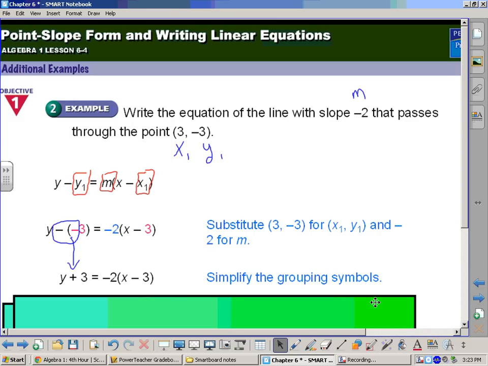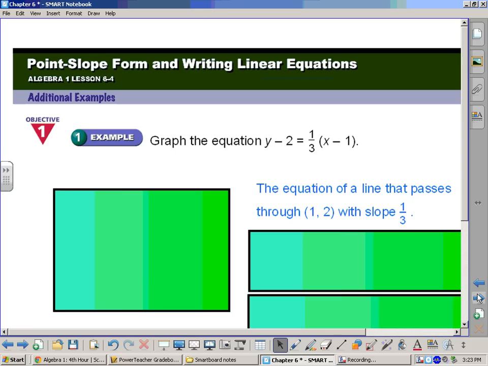We're going to leave the form in this manner for now. Later on, we'll start having you simplify that down to slope-intercept form. For right now, just understand that this is the equation in point-slope form. So let's look at how graphing something like that would look. What if we had to graph the equation y minus 2 equals 1/3 parentheses x minus 1? The easiest way to do this is to identify what is the given point and what is the slope. Well, we can see that 2 is in the place of where y1 would be.